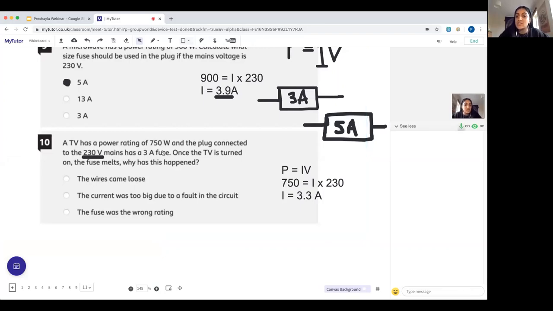So here the fuse has the wrong rating. The fuse needed to have a higher rating for this circuit to work efficiently. So again, a 5 amp fuse would have been perfect, but the wrong fuse has been put in, a 3 amp fuse, and so it's broken. Now that means that the fuse was the wrong rating. So if you got that one, very well done. That one was quite complicated. So yeah, it's just really using this equation here to help us at first. P equals IV, power equals current times voltage, to find our current and then to see if that fuse is going to be appropriate.